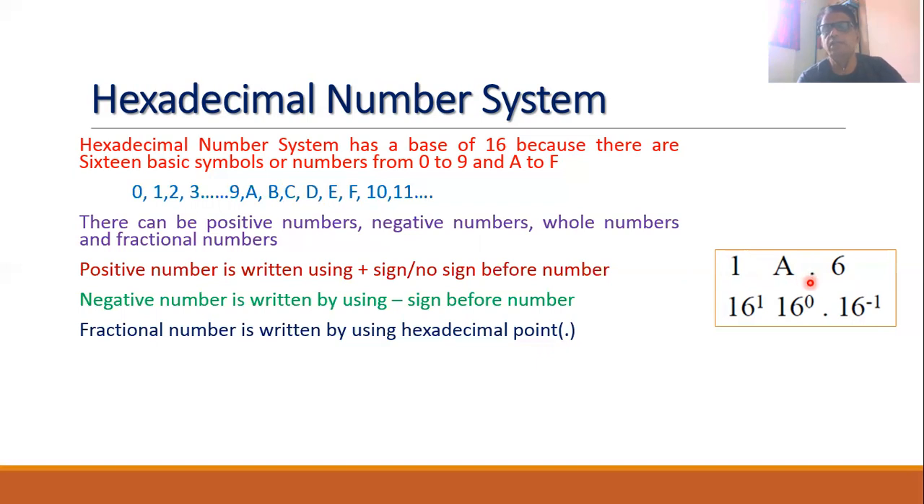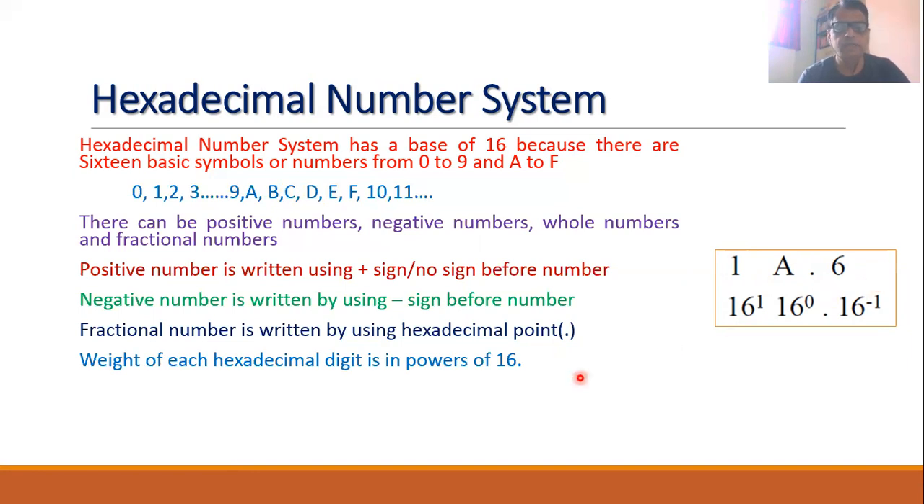Say for example, this is a number I have written, 1A.6. So this is my hexadecimal point. This part is integer part and this part is the fractional part. Now, whenever we write any hexadecimal number, then it contains some hexadecimal digits, and every hexadecimal digit will have a weight, and this weight is in the powers of 16. Say for example, this A has a weight of 16 raised to 0, and this 1 has a weight of 16 raised to 1. This 6 has a weight of 16 raised to minus 1. And if there would have been any other digit, then the weight will be 16 raised to minus 2.